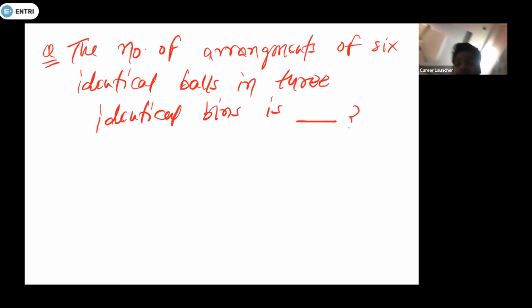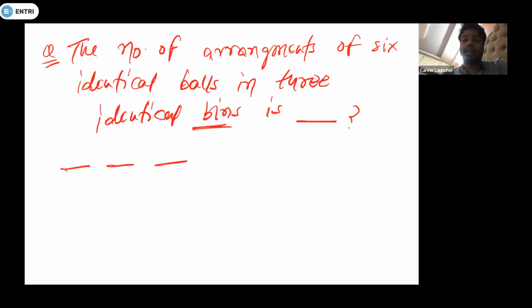Okay, so let's see this one. The number of arrangements: 6 identical balls and 3 identical bins. There are 6 0 0, yes maybe, and 5 1 0 here. It's a distribution problem only.